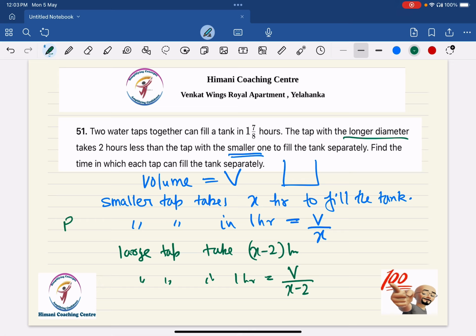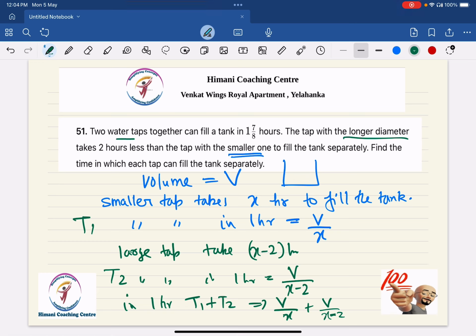So I'm writing this as tap 1 or pipe 1. I mean, these questions can come for pipe also. So let us name it as tap 1, tap 2. So in 1 hour, if both T1 and T2 are filling the tank, what part of the tank will they fill? They will fill V by X plus V by X minus 2. This is what they will do if both the taps are opened together to fill the tank.